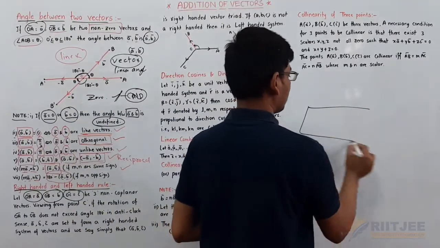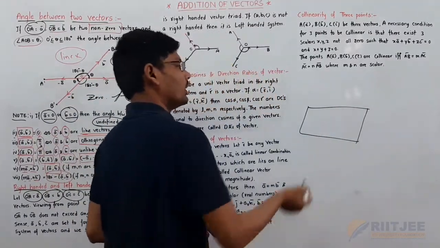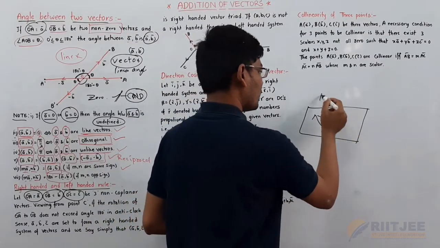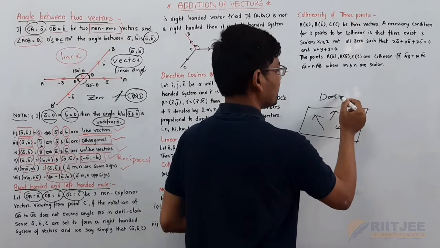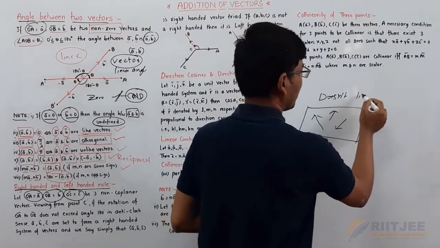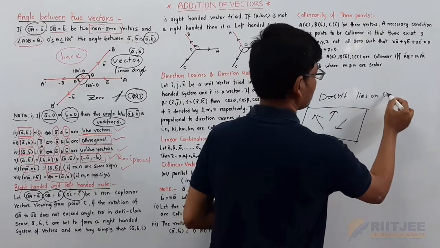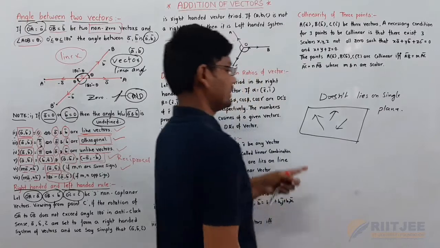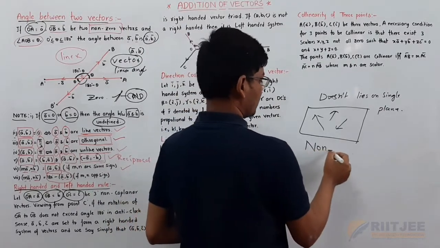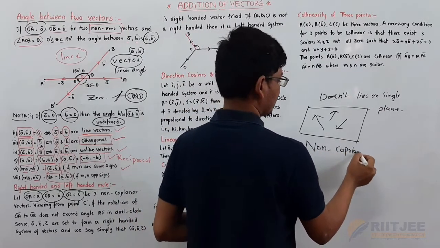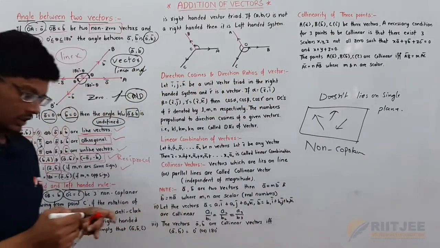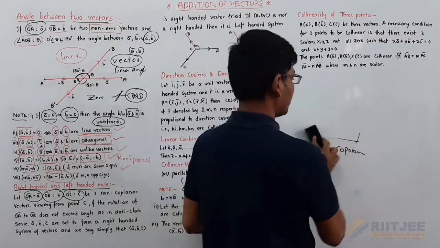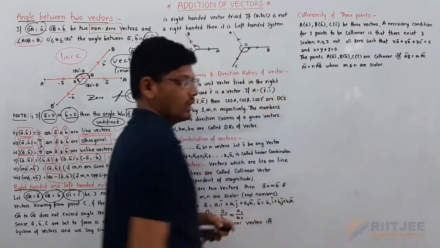Non-coplanar vectors are nothing but vectors that, if you take a plane, do not lie on a single plane. So then we can call these non-coplanar vectors. So this is all about non-coplanar vectors. The vectors that do not lie on a single plane are nothing but non-coplanar vectors.